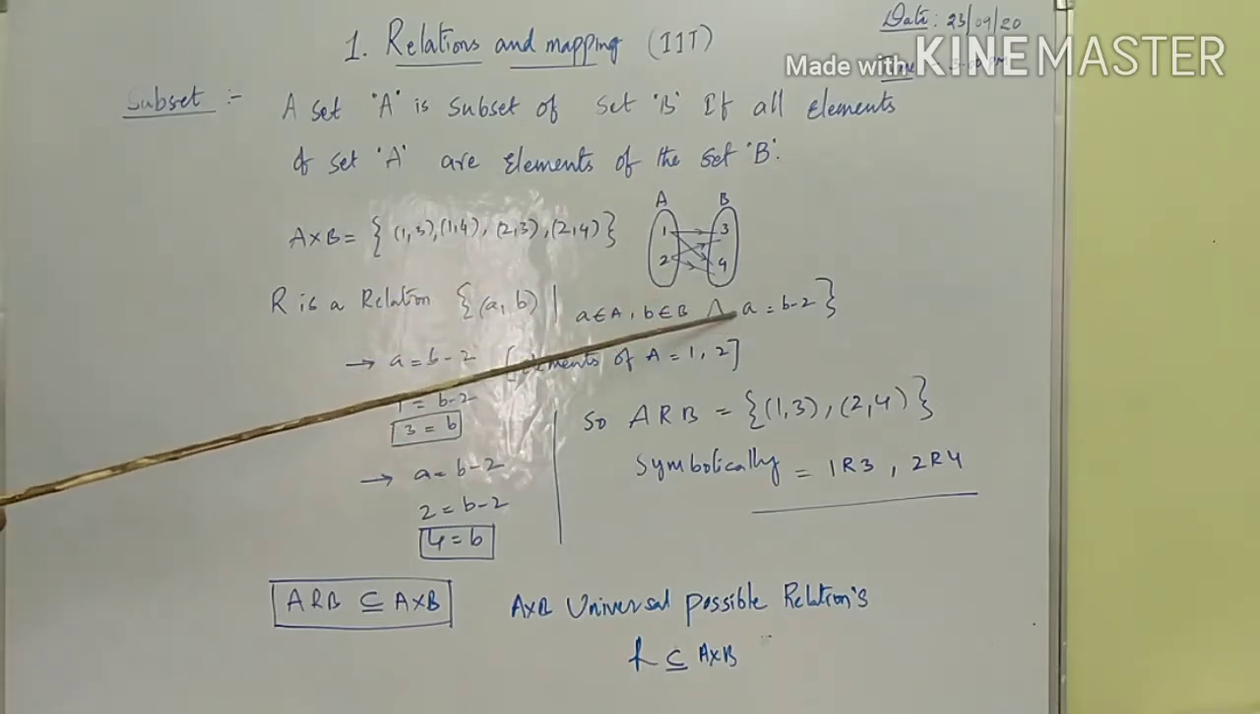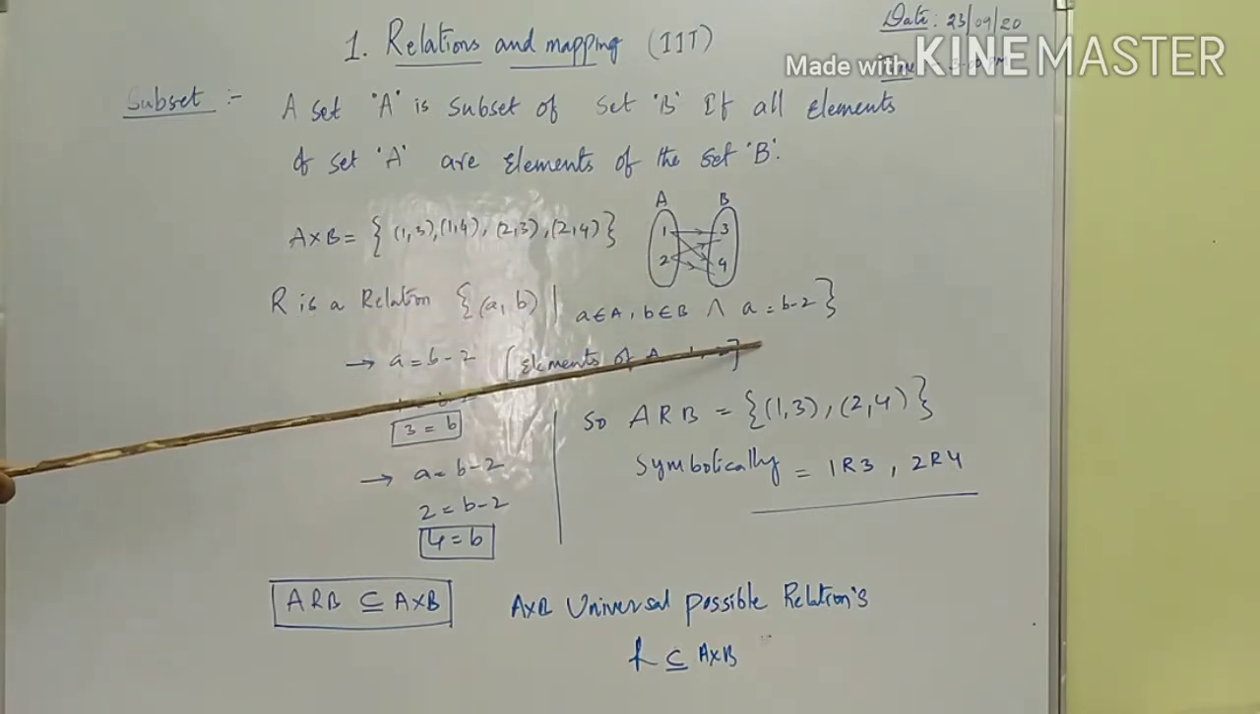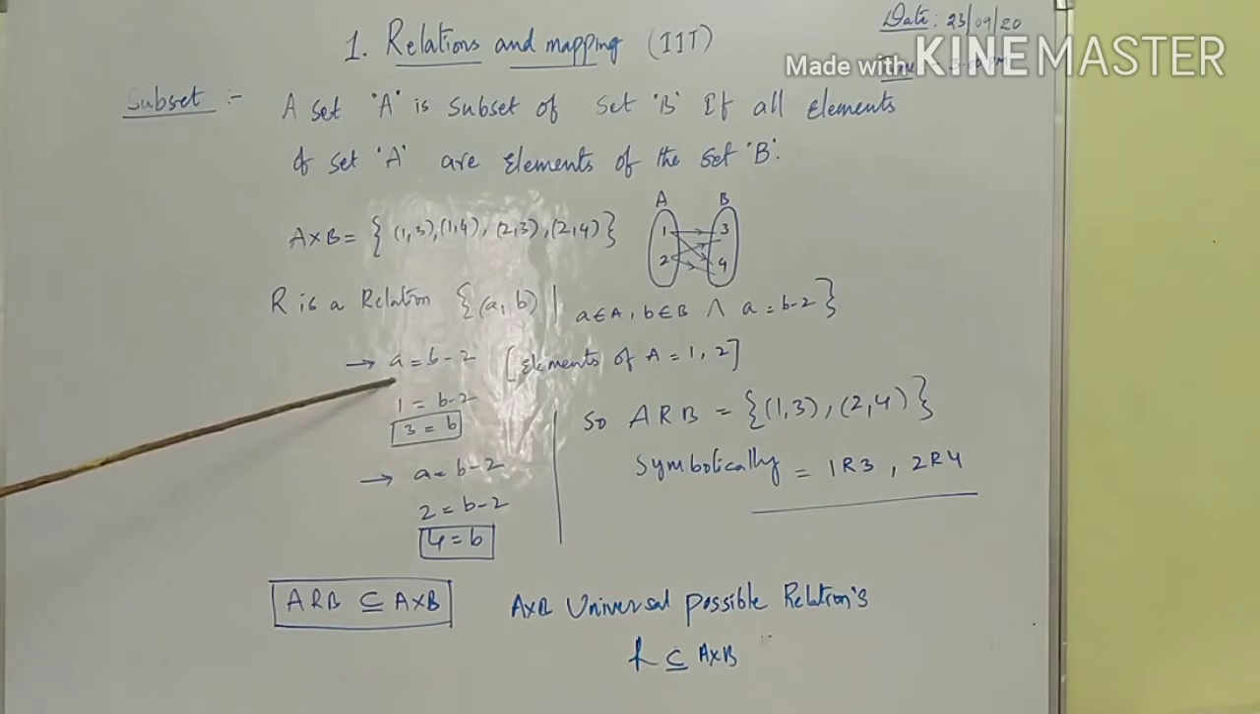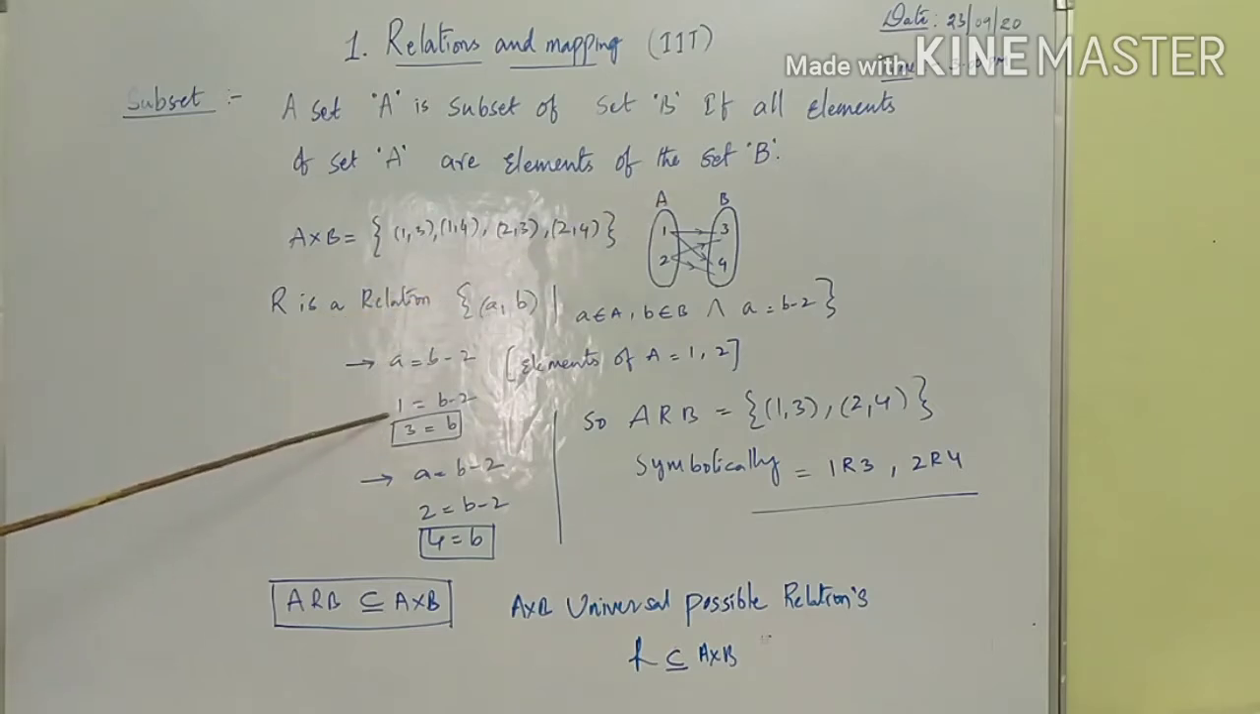Here the elements of A are 1 and 2. Substitute these elements in the given condition, a equals b minus 2. Substitute a equals 1, so 1 equals b minus 2. Transposing minus 2, b equals 3. This way, 1 is related to 3, depending upon our given relation.